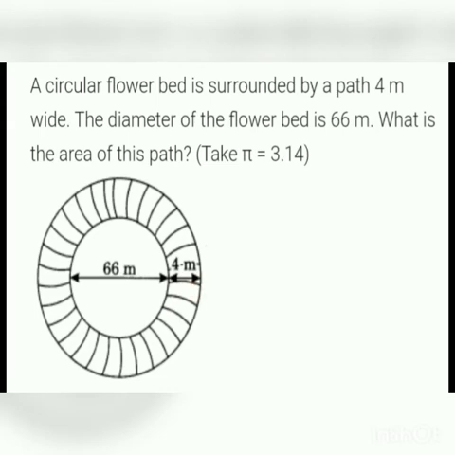These are the given factors. Using these factors, we have to find the area of the path. Here also we can use the same concept. What is that? Here we can see two circles, isn't it?